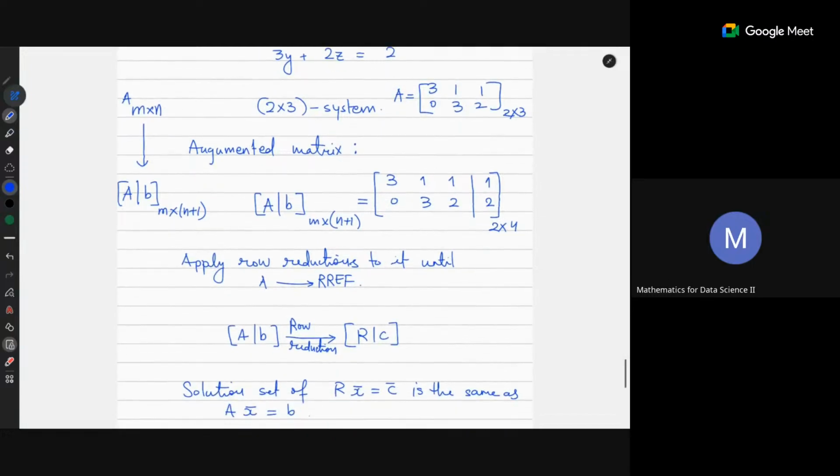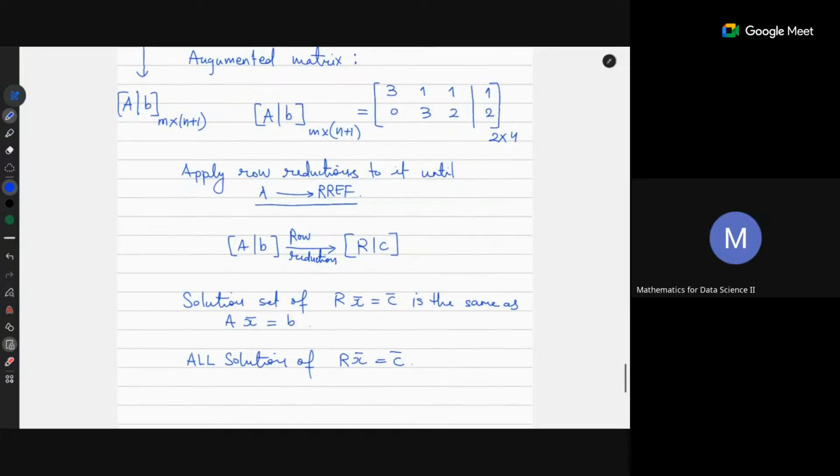Now on this augmented matrix, I will perform the row reductions that we just discussed, in order to convert A into RREF form. I can convert into either REF form or RREF form. RREF form will give you a simpler expression of the matrix, so it will help you more.